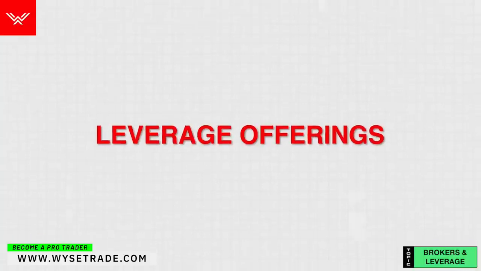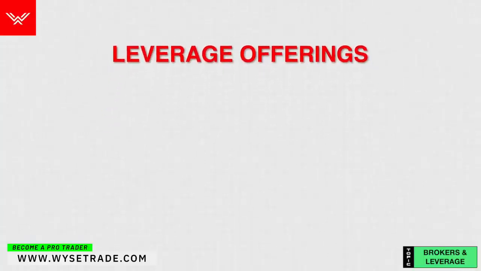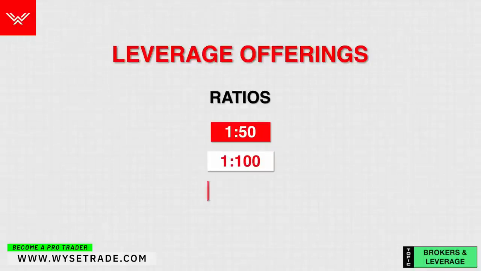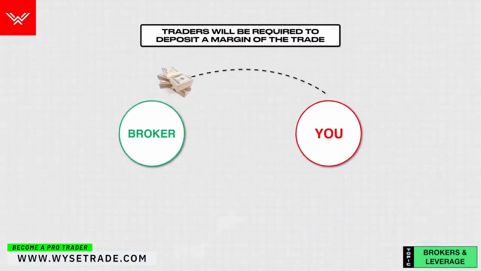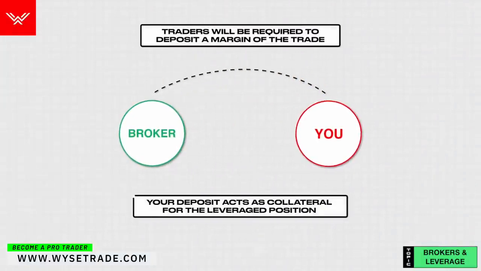Leverage offerings vary from broker to broker and are usually expressed in a ratio, such as 1 to 50, 1 to 100, or 1 to 500. Usually, traders will be required to deposit a margin of the trade to act as collateral for the leveraged position.